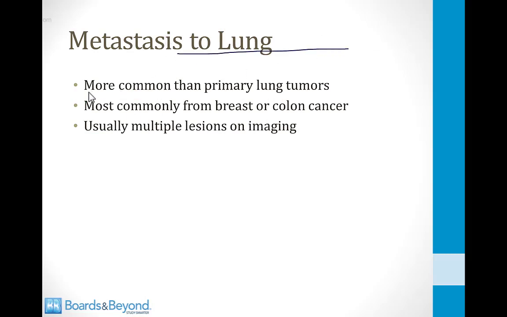This is the most common reason for lung tumors. This is more common than primary lung tumors, and this is usually from breast or colon cancer. They commonly go to the lungs. And one way you know it's not a primary lung tumor is that they're usually multiple lesions. So if a colon cancer metastasizes to the lung, the patients will have nodules on both sides of the body, usually several of them. This is a hint that this is likely a secondary lung metastasis, not a primary tumor.